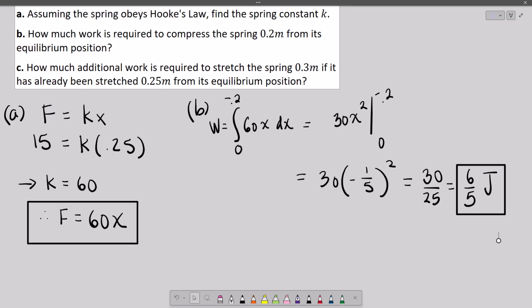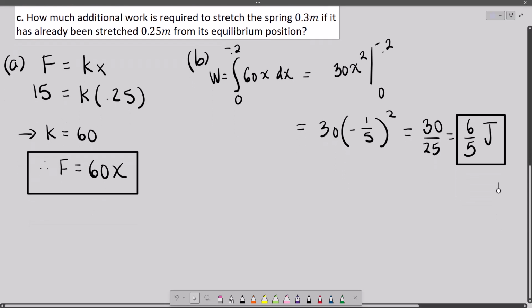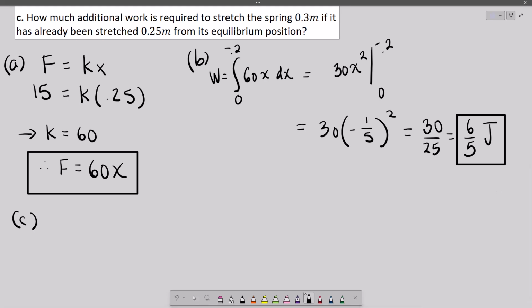So let's try this one. They make this a little more complicated. So how much additional work is required to stretch the spring 0.3, so an additional 0.3 if it's already been stretched to 0.25. So here, the beginning state is 0.25 from equilibrium, and we want to stretch it an additional 0.3. So what's the upper limit of integration going to be?